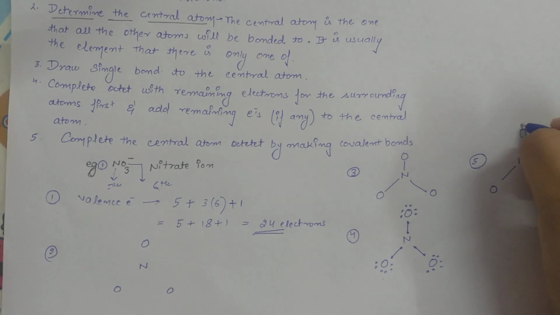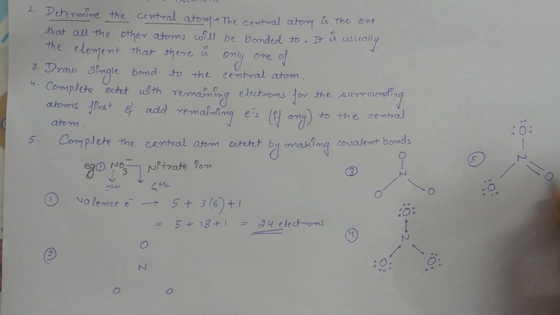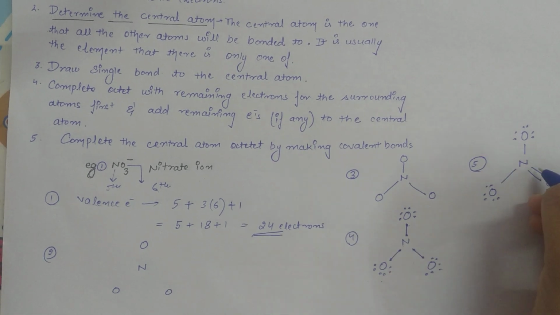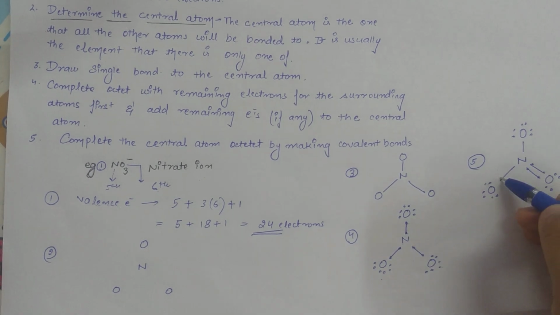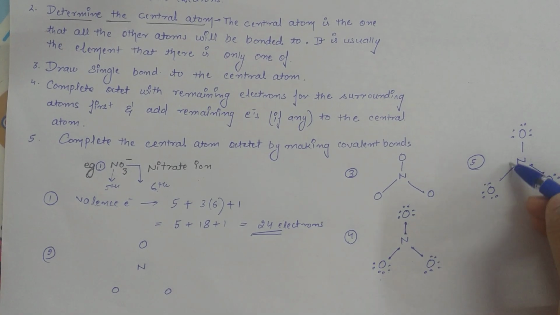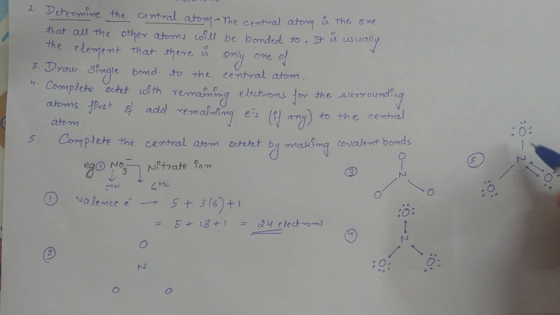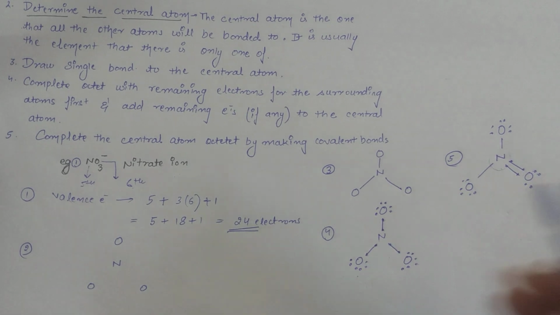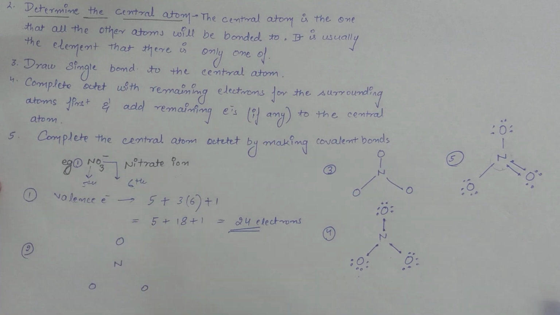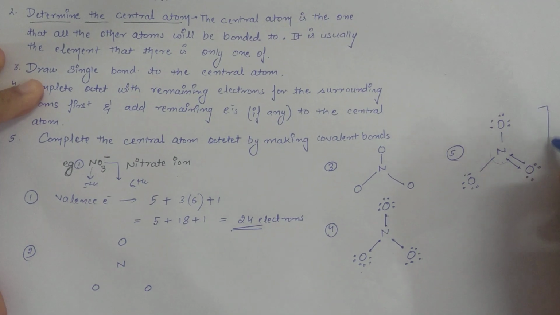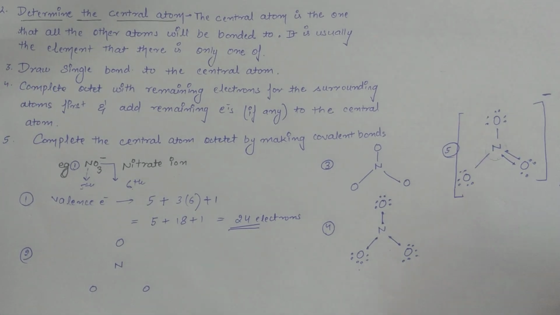Now you can see 1, 2, 3, 4, 5, 6, and again 1 to 6, and 1, 2, 3, 4, because each single bond has 2 electrons. Now you can see 1, 2, 3, 4, 5, 6, 7, 8. The octet of the central atom is complete, and the octet of the remaining surrounding atoms is also complete. So we were with the nitrate ion, that is NO3 1- ion. This negative charge, what you will do? You will put it in a square bracket and just put this negative charge on it. That's it. Thank you.